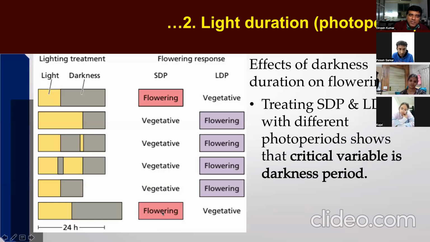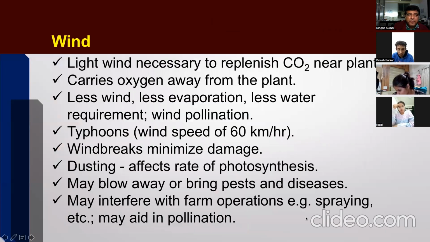The last case you can see, you give more dark period, reduce the light period, short day plant flower, but here they do not flower because you have exceeded the critical limit. You have exceeded the critical limit of dark period. So therefore LDP, they want shorter nights. This LDP wants a shorter dark period. Hope you understood it. Now the next factor of growth is, do you have any question on light?